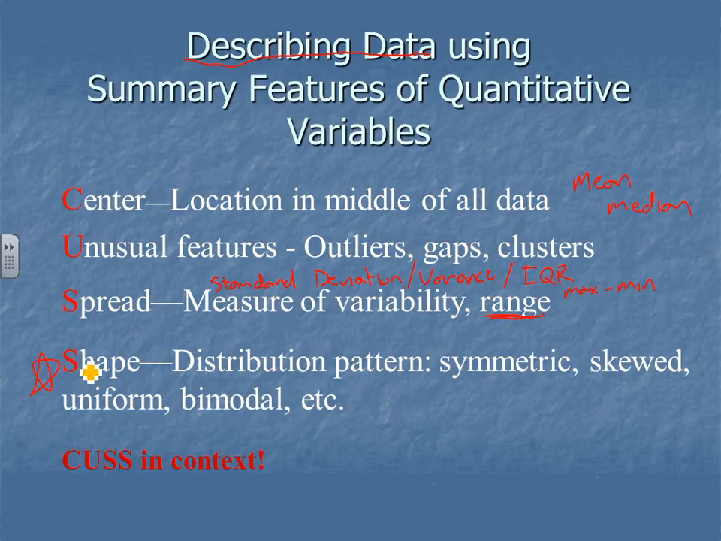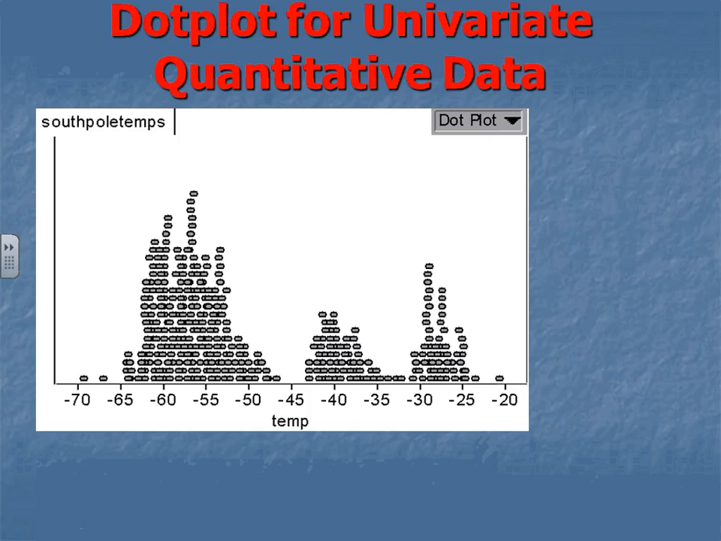I mean, not stemplots. For shape, we're going to look at histograms. Okay? So here is a histogram. This is South Pole temperatures for a certain year. Okay, it's 365 dots, I believe, up on that graph. So South Pole temperatures, average temperatures on a given year.